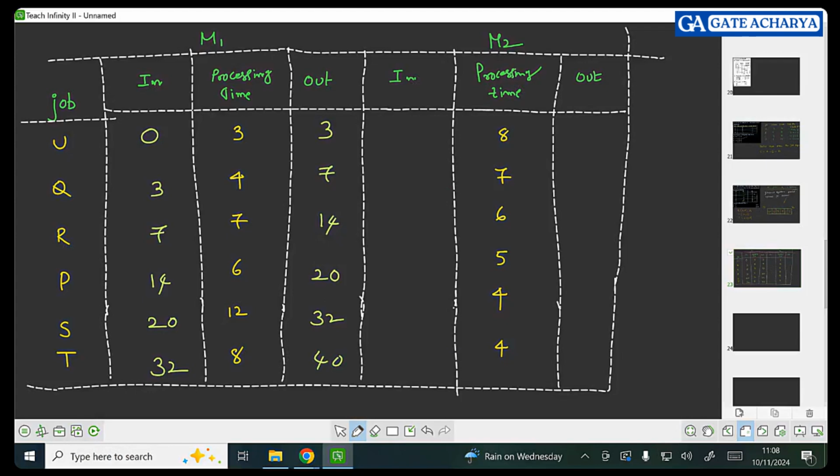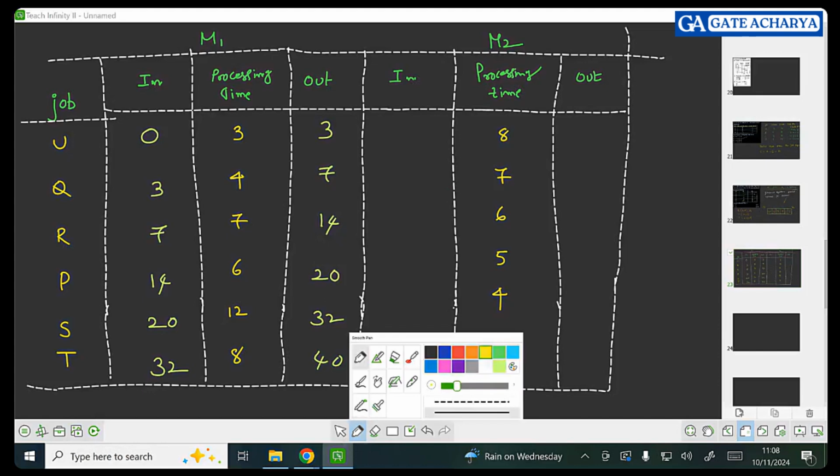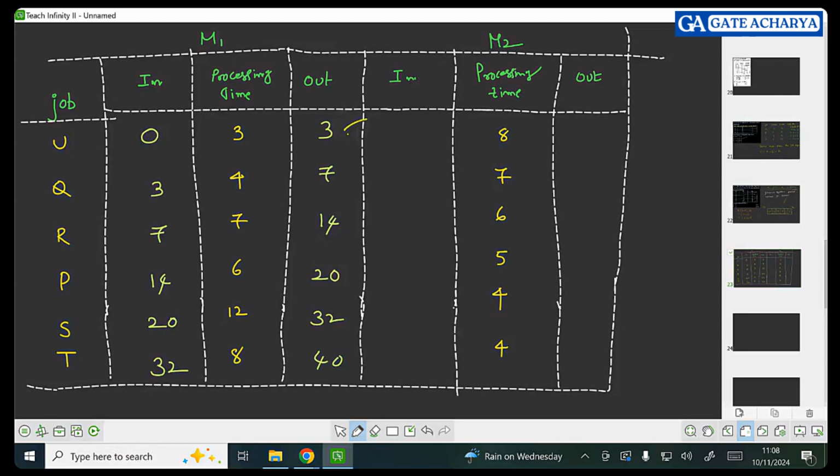Finish, everybody. Right. Now the next step is that machine 1 out time will be machine 2 in time, that is 3 minutes. Machine 1 out time will be the machine 2 in time. Right. Now here 3 plus 8 processing time. Third minute it will enter. First job U will get machining on first machine for 3 minutes and it will go out.